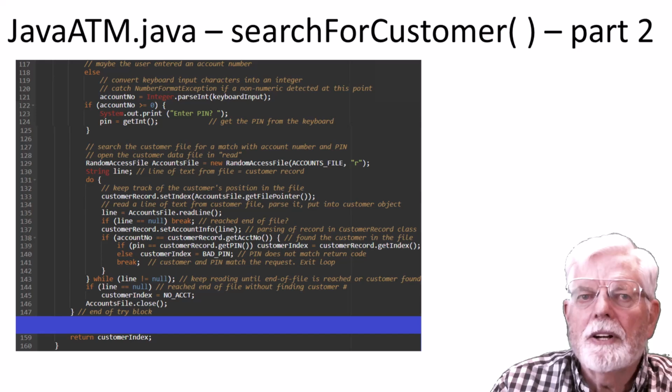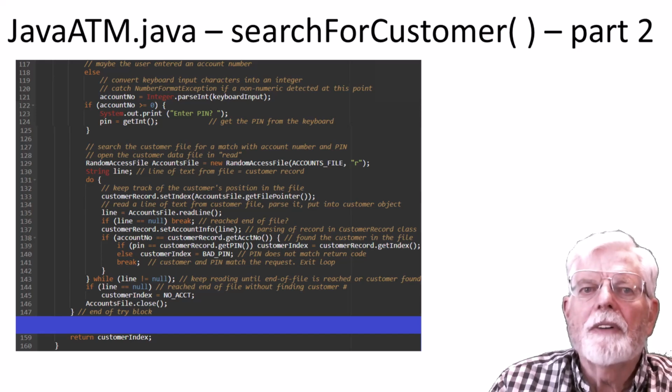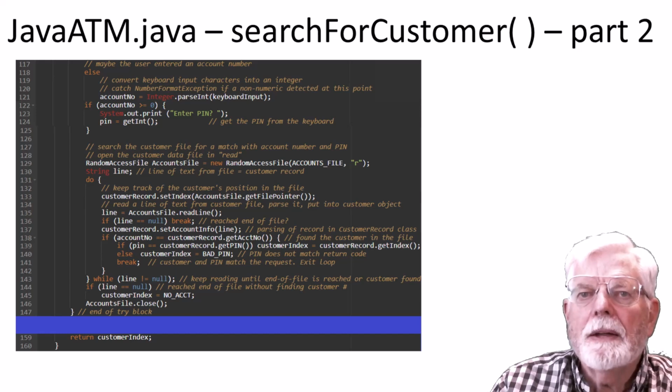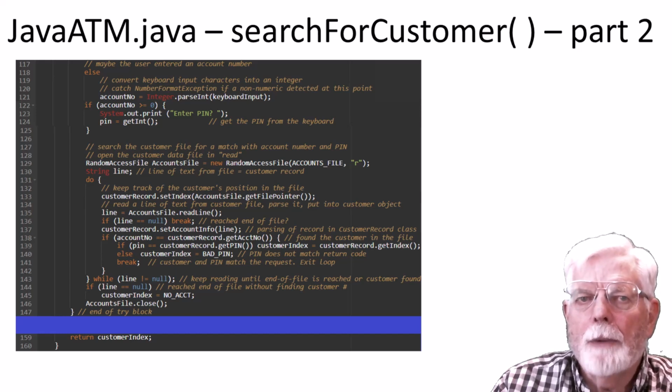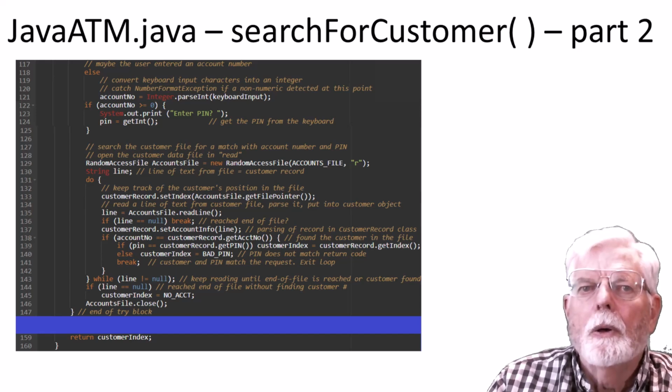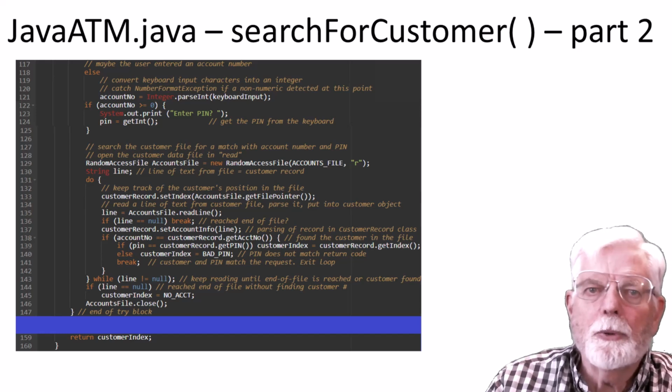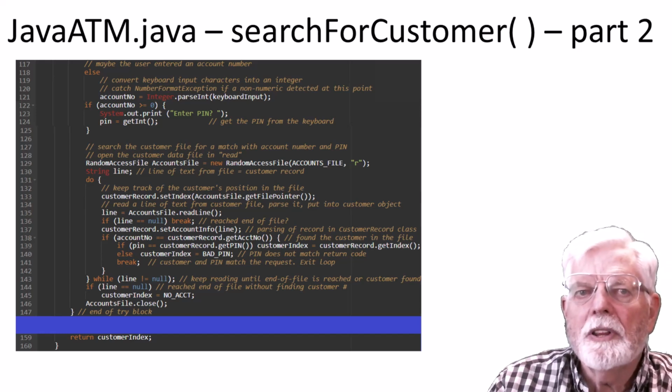The CustomerRecord class has methods for retrieving each of the numeric values for account number, PIN, and balances. These methods are referred to as getters. There are also methods for setting values into a CustomerRecord object. These are referred to as setters. We're going to be looking for a match between the account number entered at the keyboard and the account number that was read from the disk.